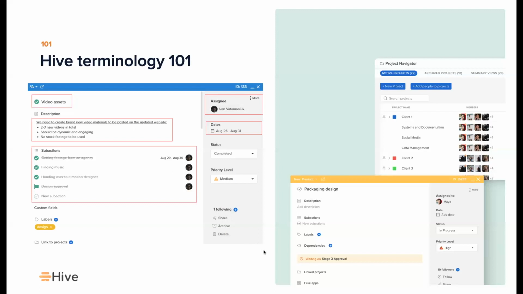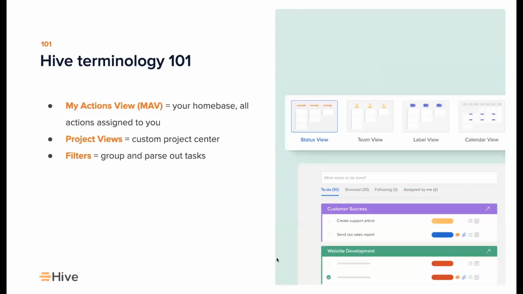So these are just the 5 building blocks to keep in mind at the very basic level when you're setting up your workspace. There are many more things that you can do with an action card, but for now, I wanted to cover these items. And then once you've got your actions and your projects, how are you going to understand them, digest them, view them, work through them? That's going to be it with our project views.